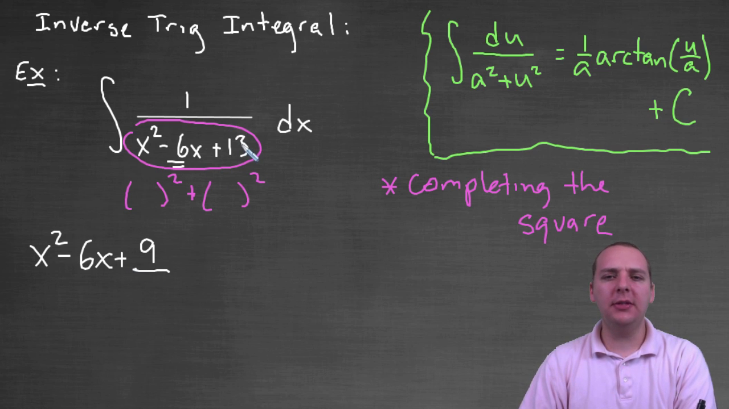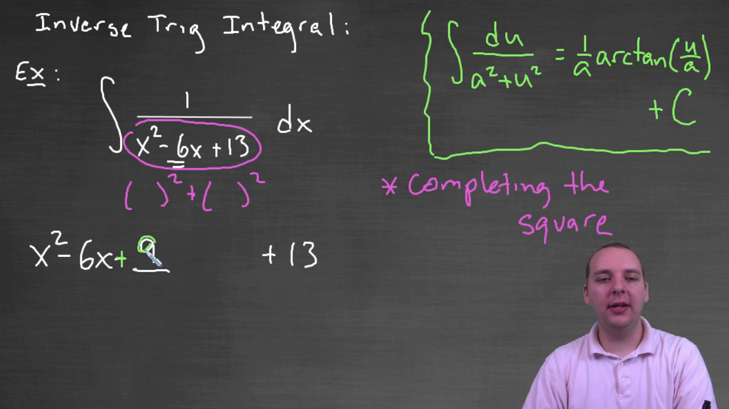Now, what happens to the 13? Well, the 13 has to stay there. We can't just drop the 13 because we want to. Matter of fact, we can't just add 9 because we want to add 9. This part right here in green, that's changed the problem. So what I do is if you add 9, we're going to turn right back around and subtract 9, and that'll keep everything balanced. That way this denominator hasn't really changed.